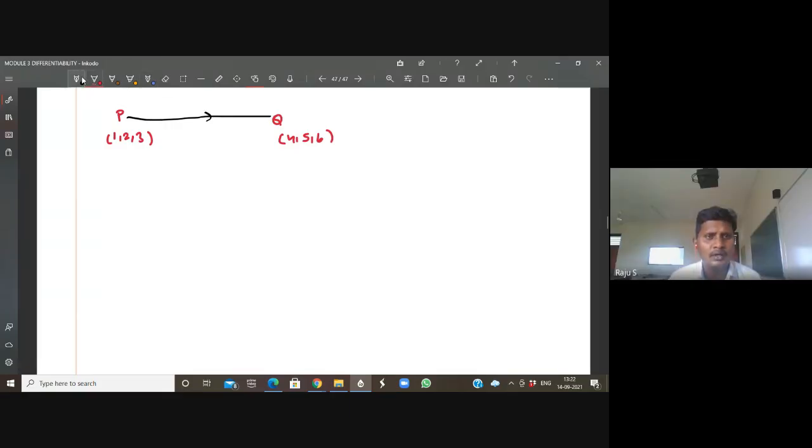We have to find a unit vector along PQ. If I take this vector PQ as vector A, then we have to find A cap. A cap is equal to A vector by its magnitude.